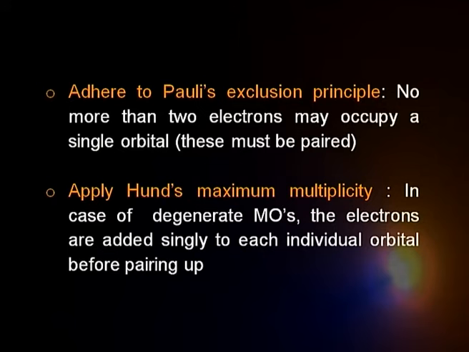What it means is that if I have a degenerate set of molecular orbitals, that means there is more than one molecular orbital having the same energy, then the electrons will be filled singly into each individual molecular orbital before they are paired up. So, there are two basic things. I am sure that you all remember it from your understanding of atomic structure. The same things hold true even in the context of molecular electronic distribution or electronic configuration. So, that is the approach we are going to follow.